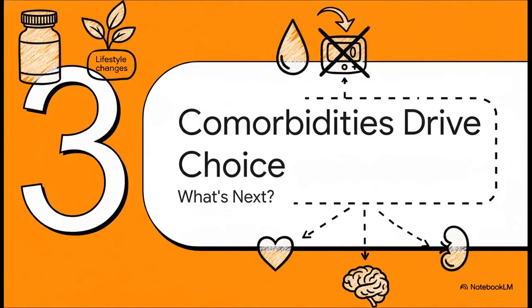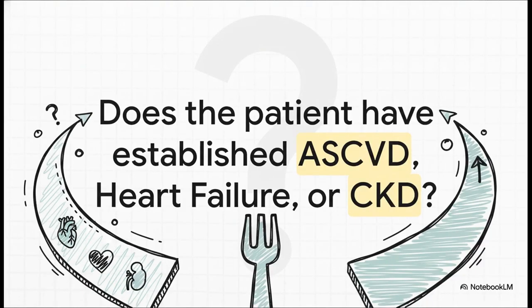Okay, so your patient is on metformin, they're working on their lifestyle. Now what? This is where we hit the most important decision point in all of modern diabetes care. The path forward from here isn't just about the A1C anymore, it's all about the patient's other health problems. This is the fork in the road, and this is the critical question you have to ask. Does this patient have established atherosclerotic cardiovascular disease, heart failure, or chronic kidney disease?